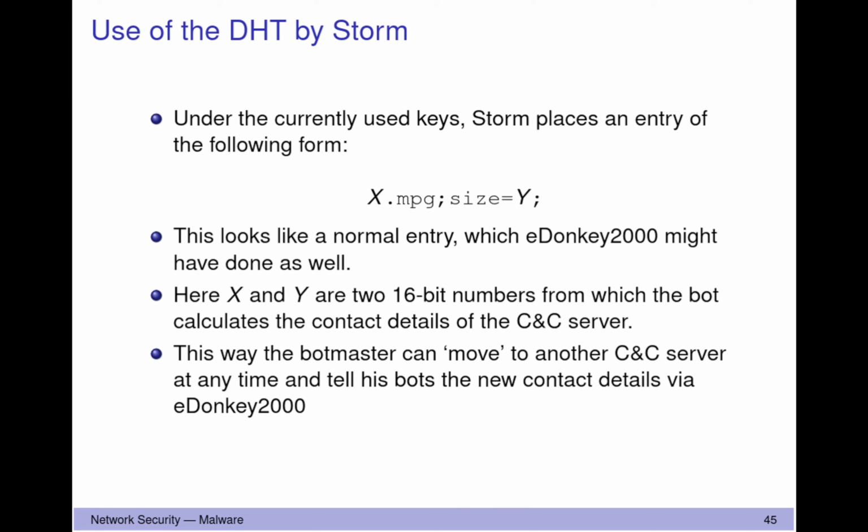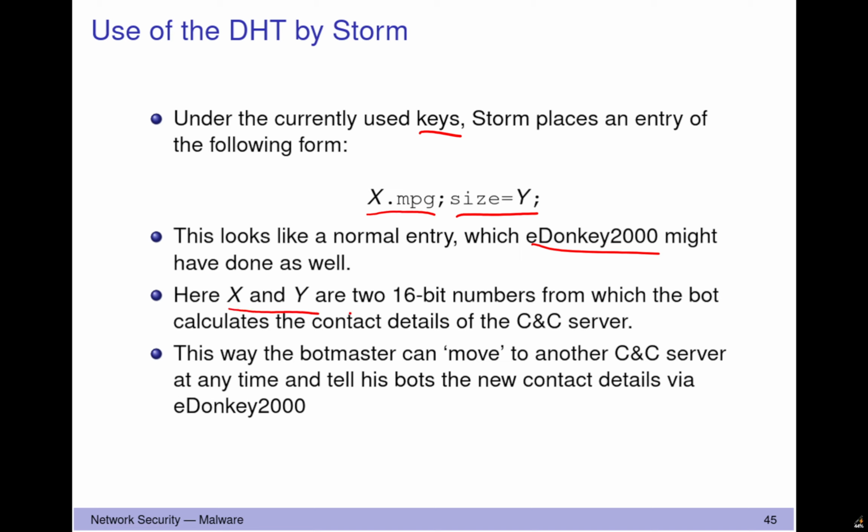So how did they use steganography? They had the specific keys that they were looking for, and they placed an entry under this key of the file x.mpeg, and the size of this file is y bytes. That looks normal. It's still a file sharing network where you can upload multimedia files such as a movie of a specific size.